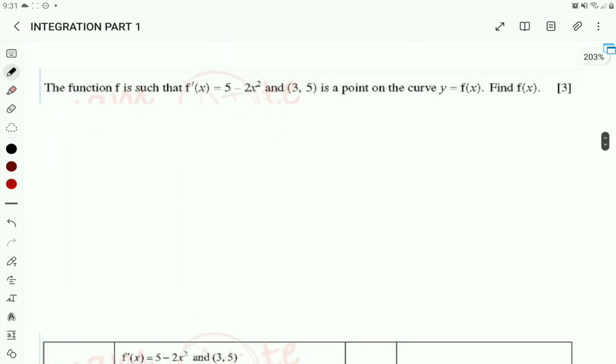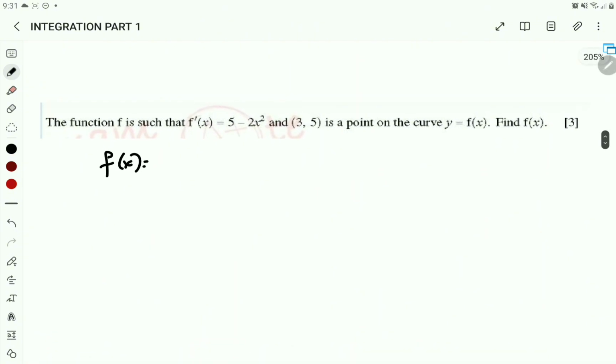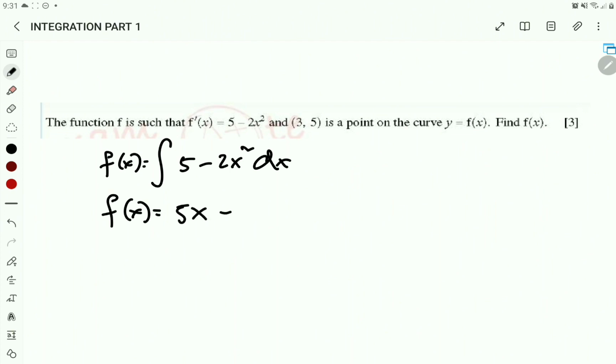This is exactly similar to the first one, so you just need to take the integral. Again, f of x is equal to the integral of the derivative, 5 minus 2x squared dx. So f of x is equal to 5x minus, sorry, that's a little bit ugly handwriting, 2x cubed over 3 plus c.